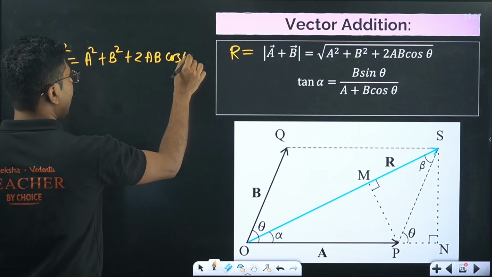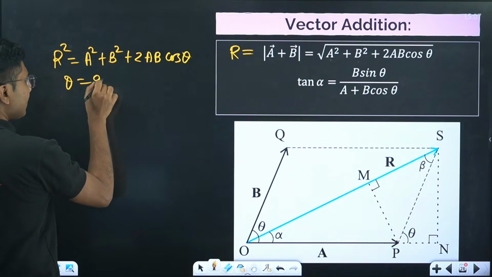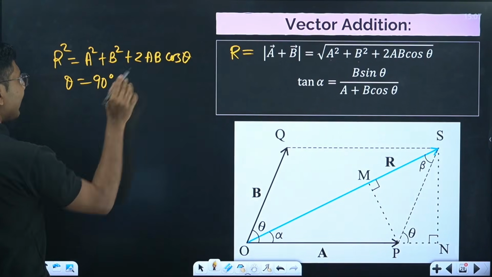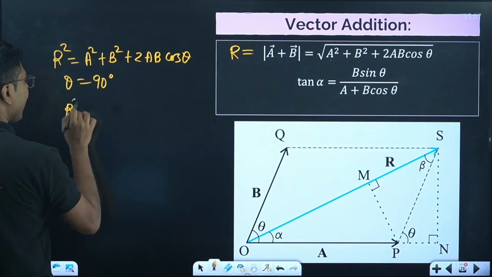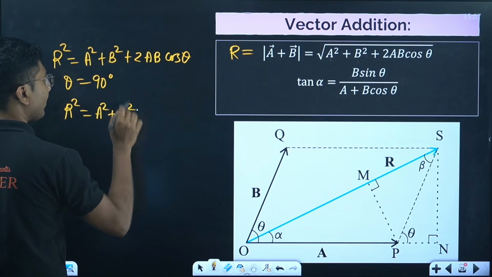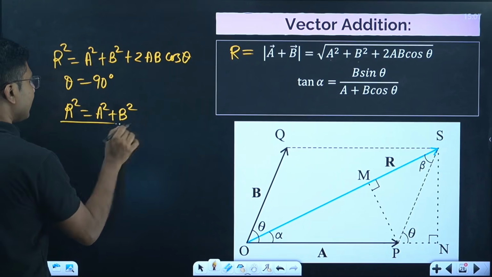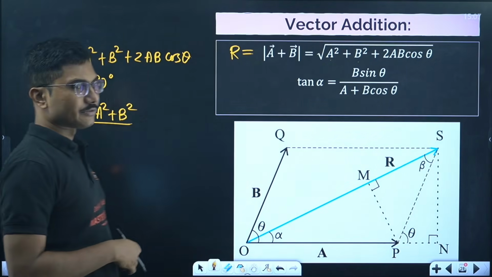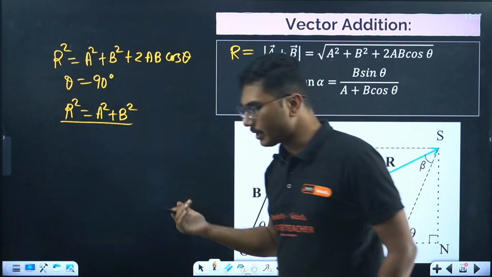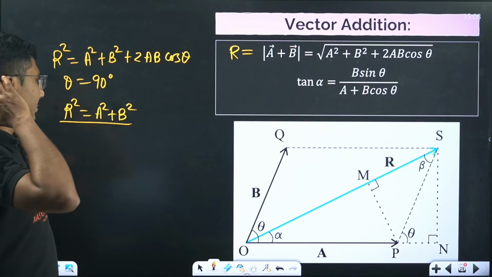Now in a special case, if theta equals 90 degrees, then you can write r square equals a square plus b square, because obviously cos theta is 0. Simply you can write the resultant is square root of a square plus b square. So this is like the Pythagoras theorem. When two vectors are perpendicular, to calculate the resultant you just need to use the Pythagoras theorem.